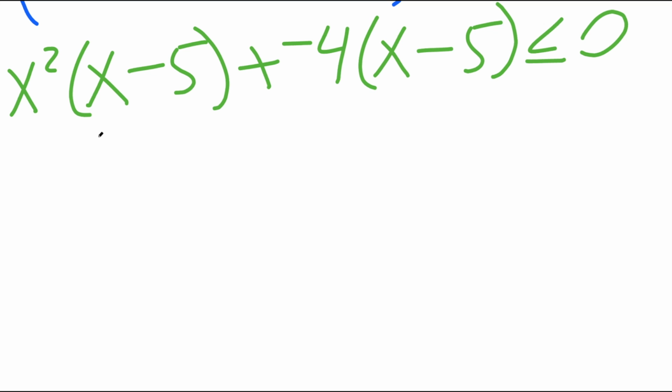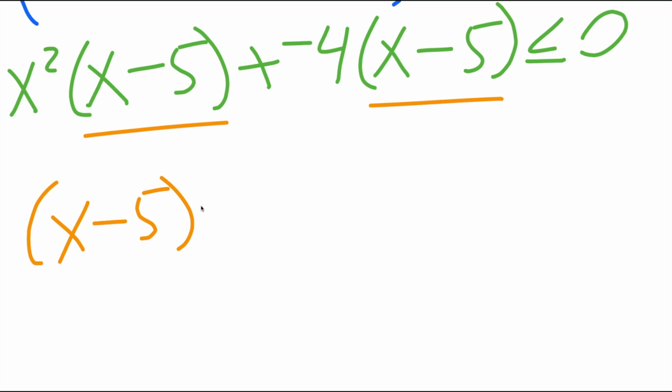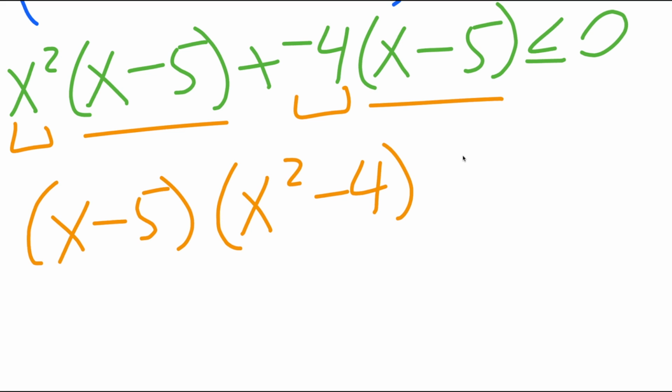And so we notice one piece is the same. That piece is the same. We get to keep it. So we'll write x minus 5, close parentheses, parentheses, the leftover piece, x squared minus 4, close parentheses, is less than or equal to 0.